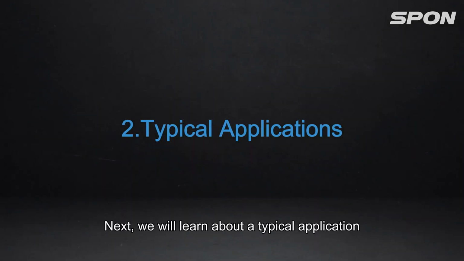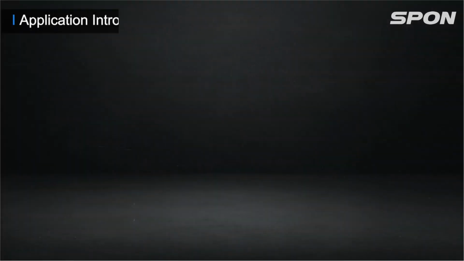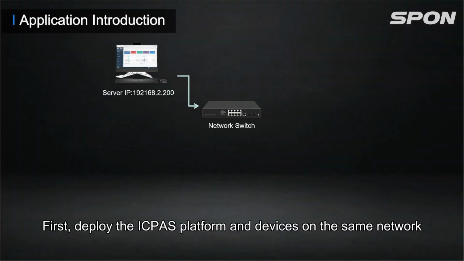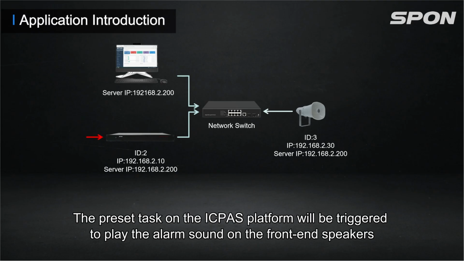Next, we will learn about a typical application: automatic emergency broadcasting, triggered by a third-party fire alarm system. First, deploy the ICPAS platform and devices on the same network. When the fire alarm unit receives an alarm input signal from the third-party system, the preset task on the ICPAS platform will be triggered to play the alarm sound on the front-end speakers.